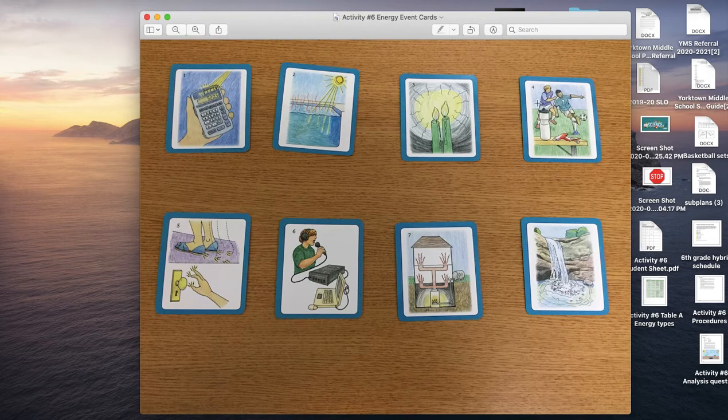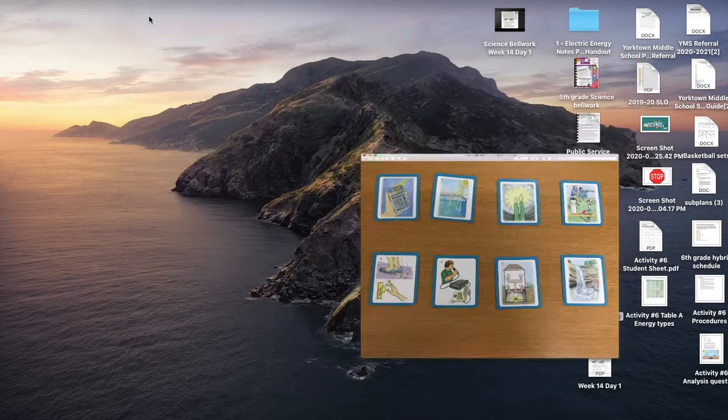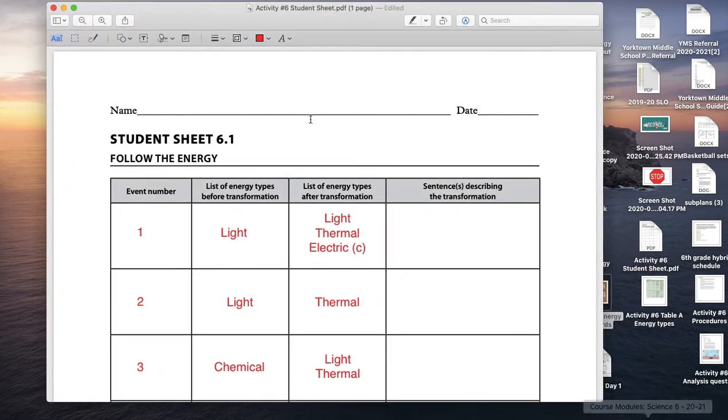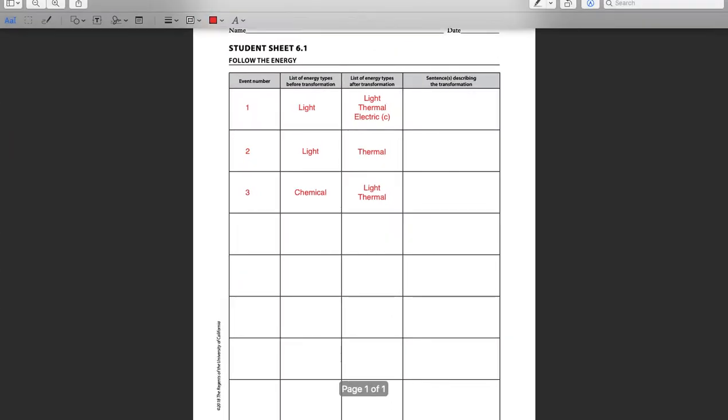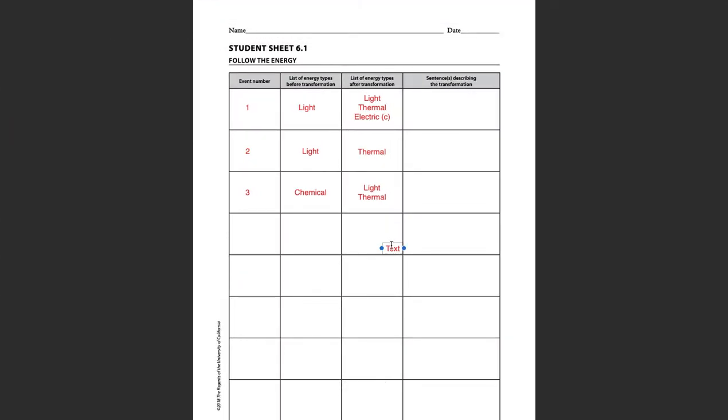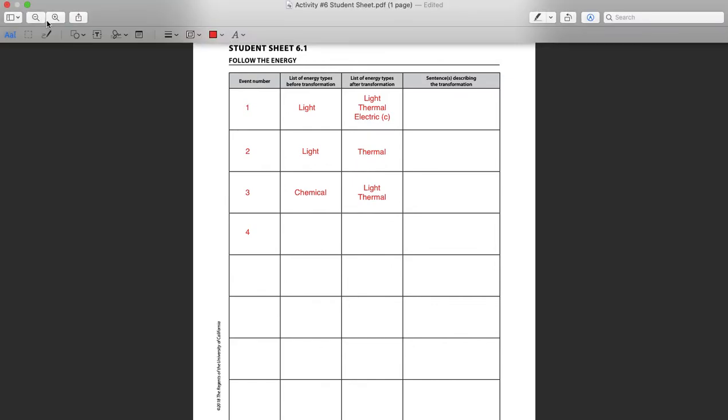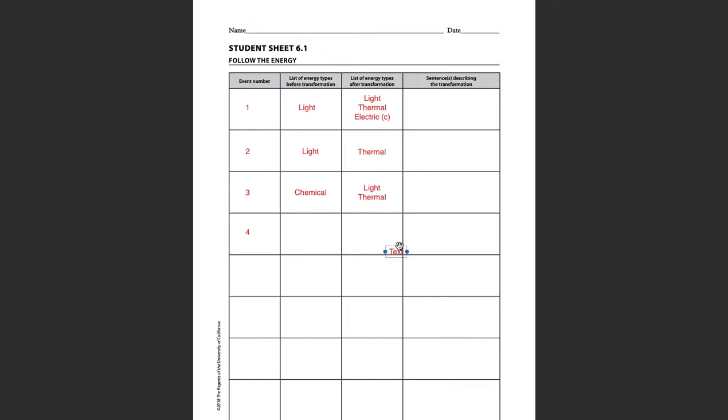That would be the kids playing soccer. Remember, we're focusing on the food and the energy drink, Gatorade, granola bars, power bars, whatever those are, before the transformation. So what type of energy is stored in the food we eat? So energy event number 4. What type of energy is stored in the food we eat? Again, that's what we should have been thinking about. And that is also chemical.